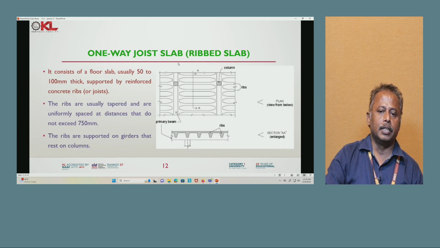Next, ribbed slab. It consists of a floor slab, usually 50 to 100 mm thick, supported by reinforced ribs. The ribs are usually tapered and uniformly spaced at a distance not exceeding 750 mm. The ribs are supported or girded and rest on the columns.